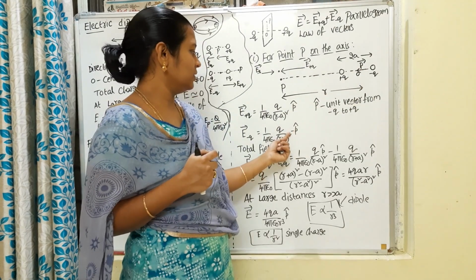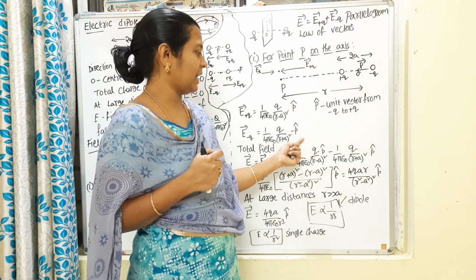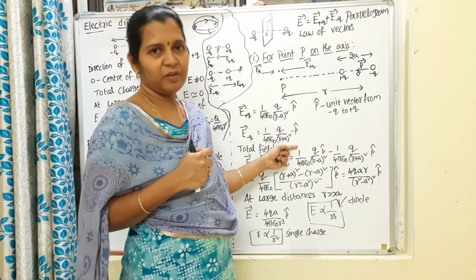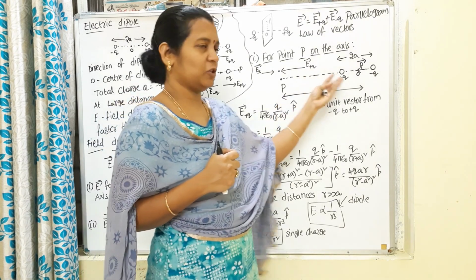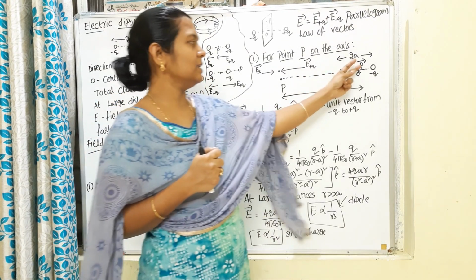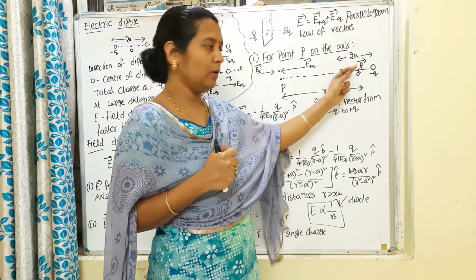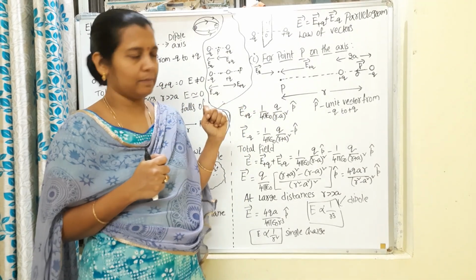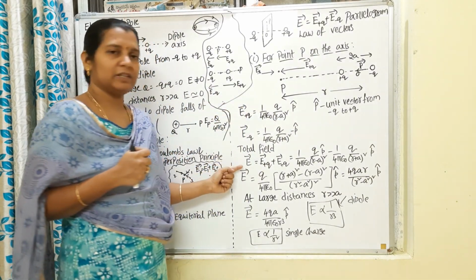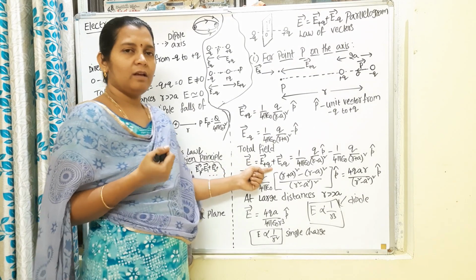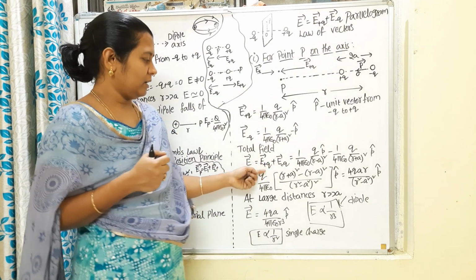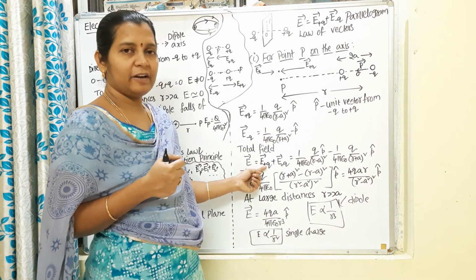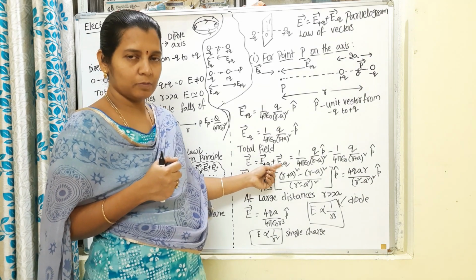So, that is why we consider minus p cap. P cap means the unit vector for the direction of a dipole. So, p bar is the direction of the dipole and the unit vector along that direction is given by p cap. Right. Now, what is the total electric field? Which is nothing but the parallelogram law of vectors. Electric field due to plus q and electric field due to minus q.